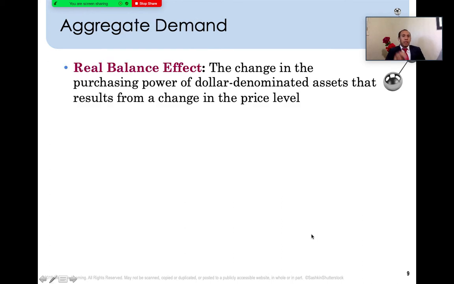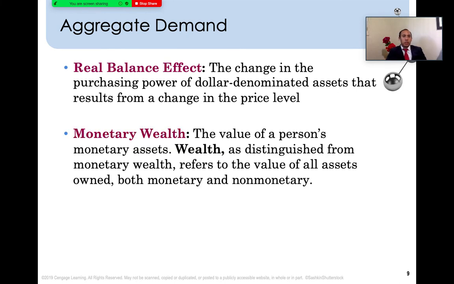Now, aggregate demand in this case with the real balance effect further explains the purchasing power effect. The real balance effect is the change in the purchasing power of dollar-denominated assets that results from a change in price. When the price changes, there's a balancing effect. It balances off the purchasing ability of the person. So the change in the purchasing power of dollar-denominated assets that results from a change in the price level has a real balance effect in terms of the consumption of goods.